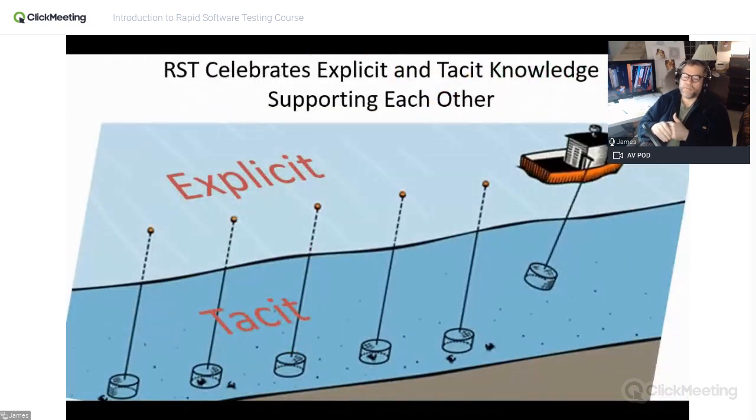In rapid software testing methodology, we make a sharp distinction between explicit knowledge and tacit knowledge. Tacit knowledge is knowledge and skill that is unspoken, unwritten, unpictured. It's embedded in your body, or it's collectively embedded in the social world around you. Software testing absolutely relies on tacit knowledge.